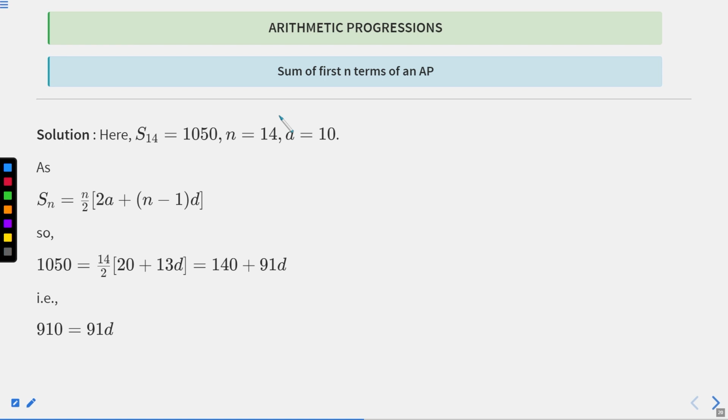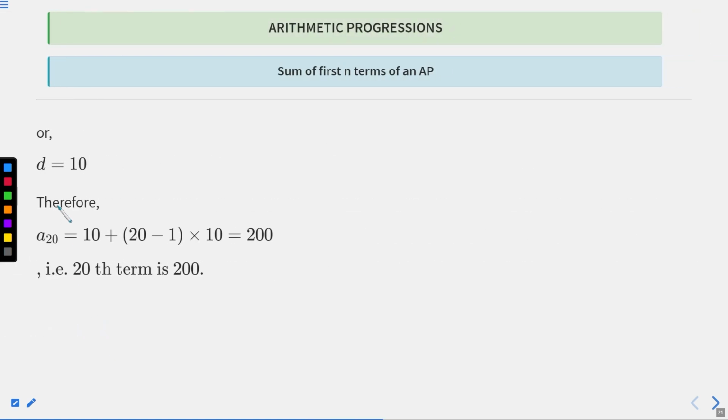If you simplify this, you will get 1050 is equal to 140 plus 91d, that is 910 is equal to 91d, or d is equal to 10. Therefore a20 is equal to 10 plus 20 minus 1 times 10, that is equal to 200. So the 20th term of this AP is 200, and this is our final answer.